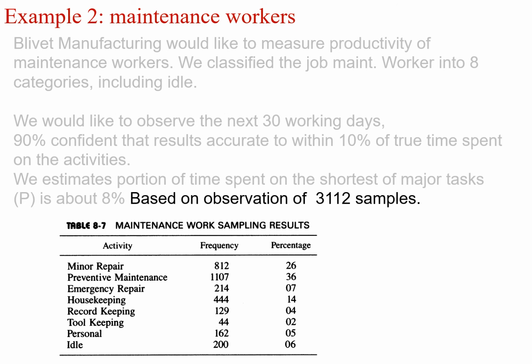Here the smallest P is 2%. If we recalculate n new, we would get something higher than 3,112 samples. So we need to collect more observations here.